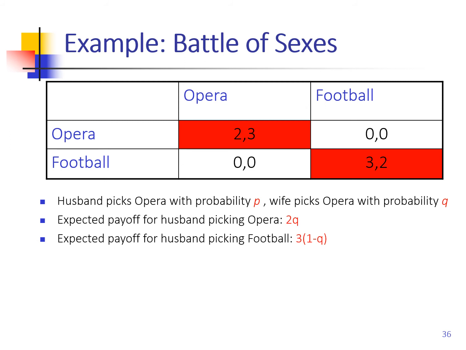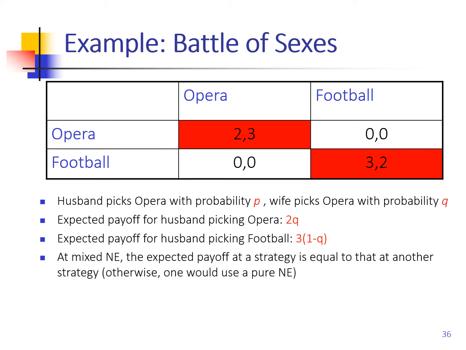Now, what's the expected payoff for the husband picking football? Now I come here, remember. The utility you will get is 3, right, from here. And remember, the wife was taking opera with probability Q, so therefore she will take football with probability 1 minus Q. So 1 minus Q multiplied by 3. This is essentially how we calculate this payoff. So very, very easy, right?